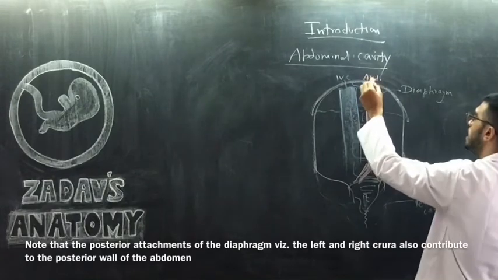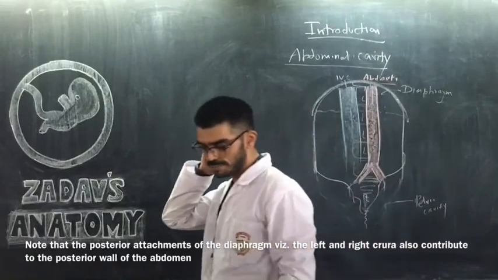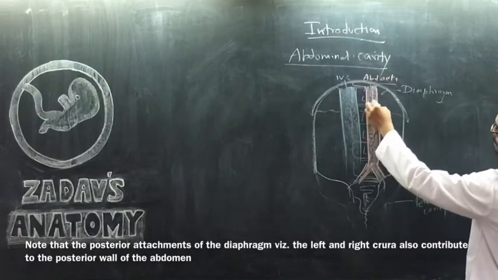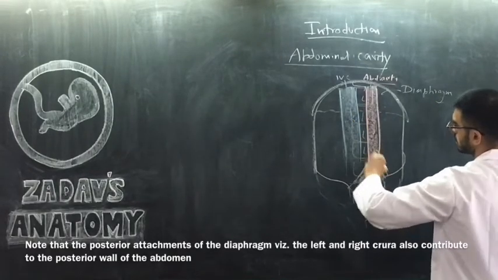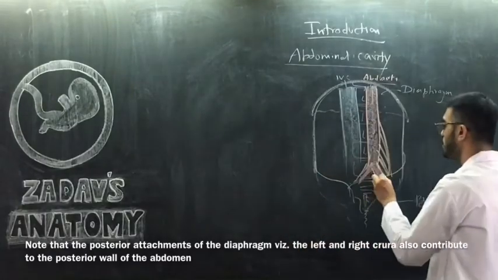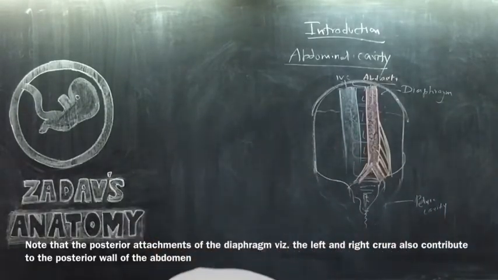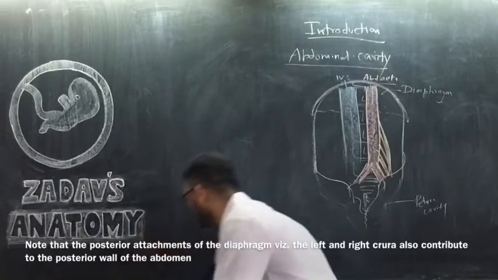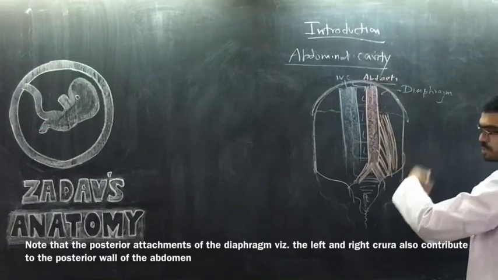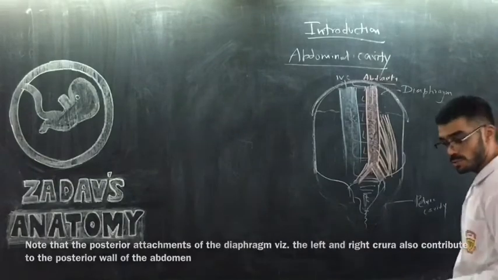And then on either side of the midline, you have certain muscles. One of them is the psoas major, which has attachment on the transverse processes of the lumbar vertebrae. It will be going something like this. Right? This is your psoas major. And then laterally, you have another quadrilateral muscle, which is known as the quadratus lumborum. And then the lateral wall, you have the abdominal muscles, which we shall discuss soon.